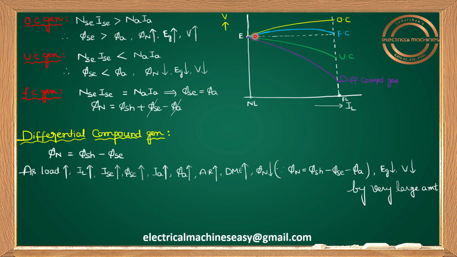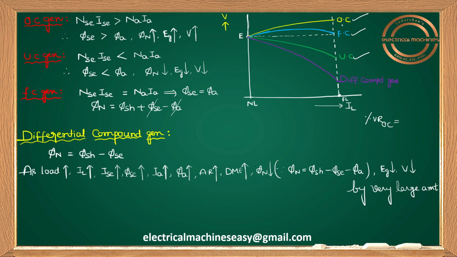Please try to remember this graph, so that it will be useful for solving questions in many examinations. Right, here let me ask some simple questions. I think I explained over compound, flat compound, under compound. So please tell me the percentage voltage regulation for the compound generators.